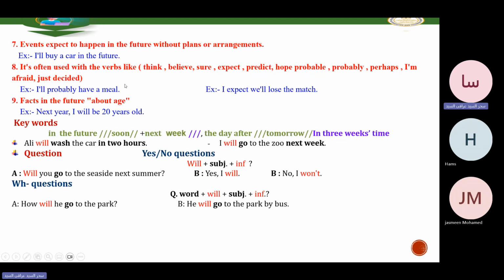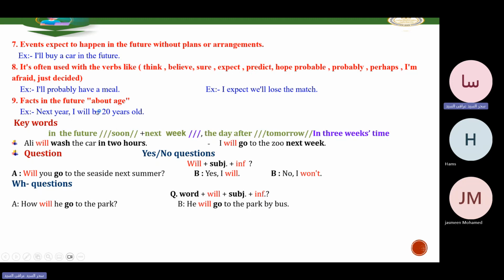Look here. We have some verbs and expressions like think, believe, sure, expect, predict, hope, probably, perhaps, I'm afraid, I'm certain, I'm sure, just decided. All of these expressions and verbs, when we have them in a sentence, we can use will. I will probably have a meal. I expect we will lose the match. Of course, we don't have evidence here, so I expect we will lose the match. So if you see these words in a sentence and you don't have evidence, we can use will.